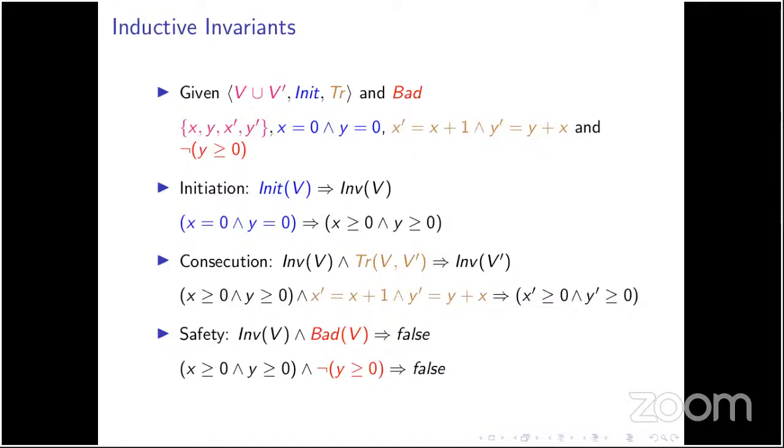Now, of course, this one turns out to be safe as well, and the way to check it is that you conjunct the invariant with bad, and this should not be satisfiable. The conjunction of the invariant with bad should not be satisfiable at all. So this one should be false.